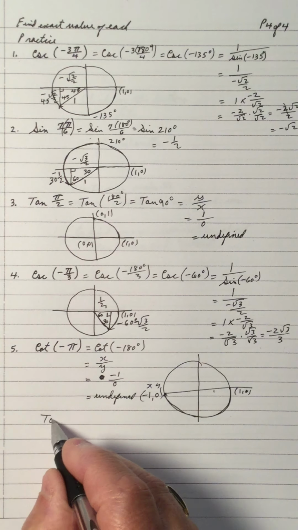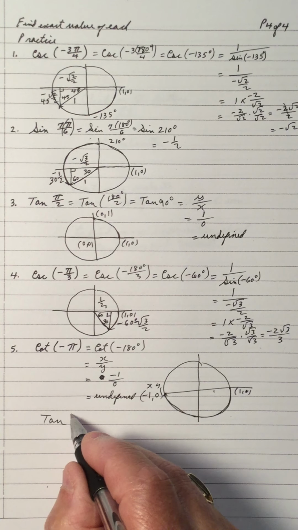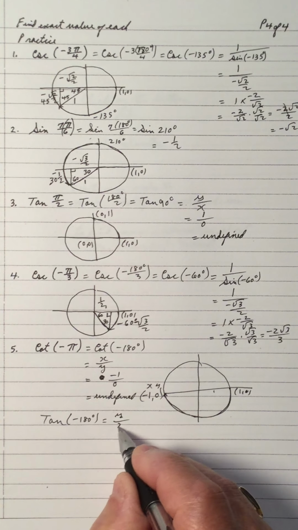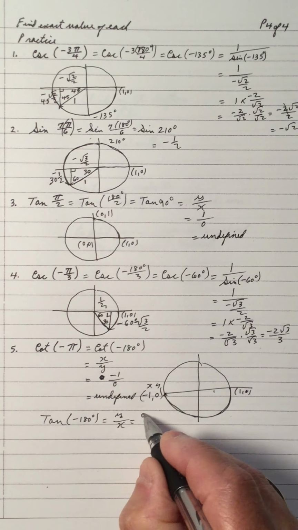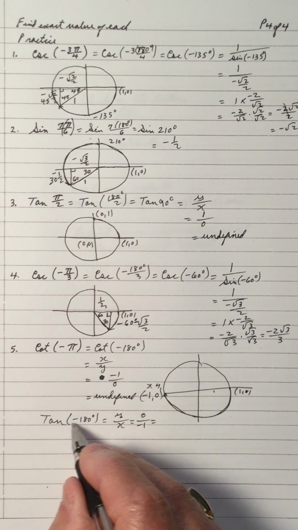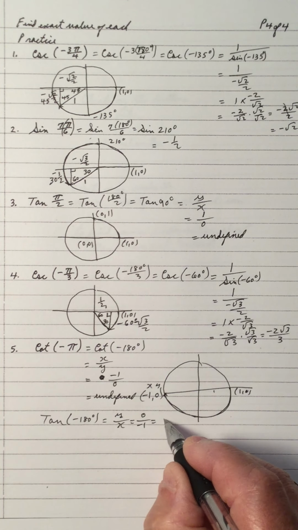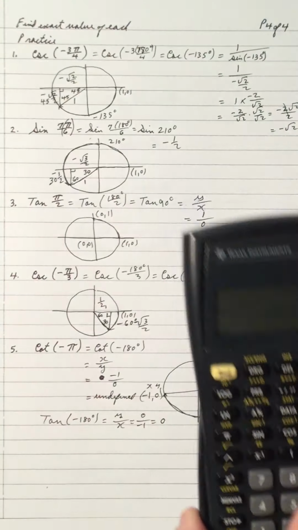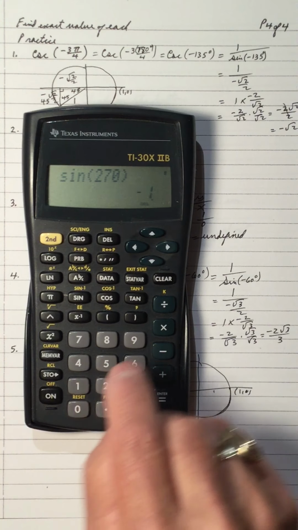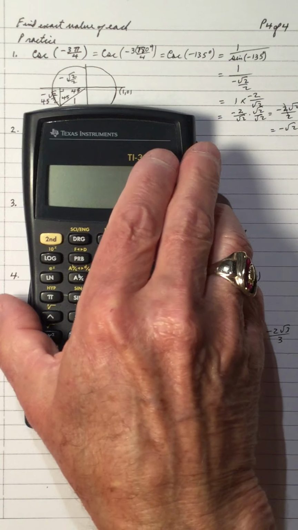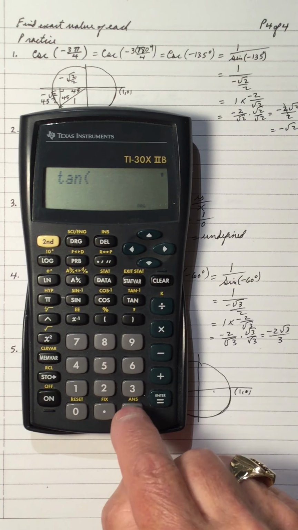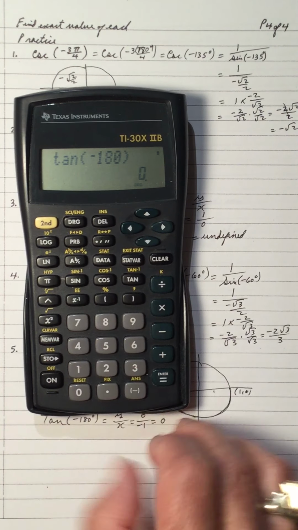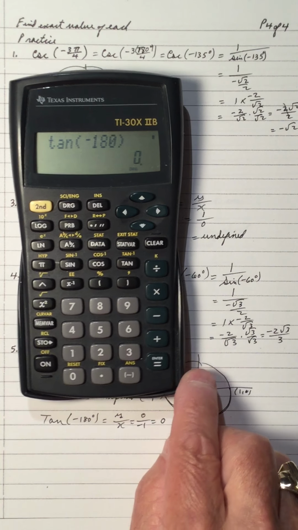Let's just have a look at something I just came up with. What about the tan of negative 180? Well, the tan is the y over the x. So the y would have been 0 over the x, which is negative 1. So the tan of negative 180 is 0. 0 divided by negative 1 is 0. I just want to check that with a calculator. The tan of negative 180. Remember, the calculator is in degree mode. Perfect. And we get 0, which is what I have here. The tan of negative 180 is 0.